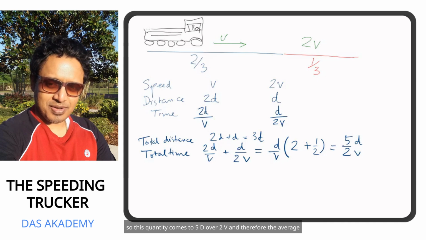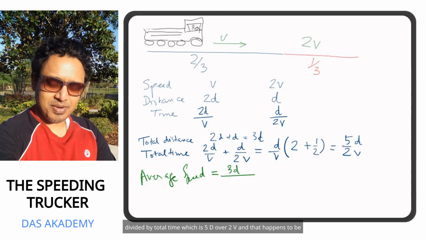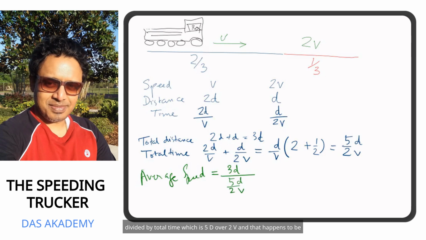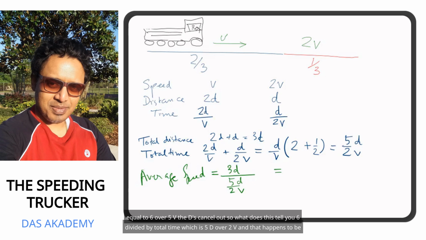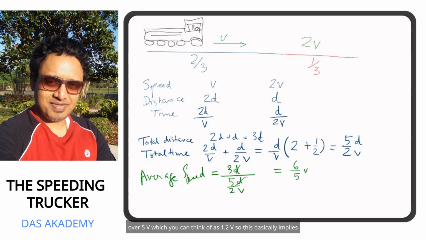And therefore, the average speed for the entire journey equals total distance, which is 3d, divided by total time, which is 5d over 2v. And that happens to be equal to 6 over 5 v. The d's cancel out. So what does this tell you? 6 over 5 v, which you can think of as 1.2v.